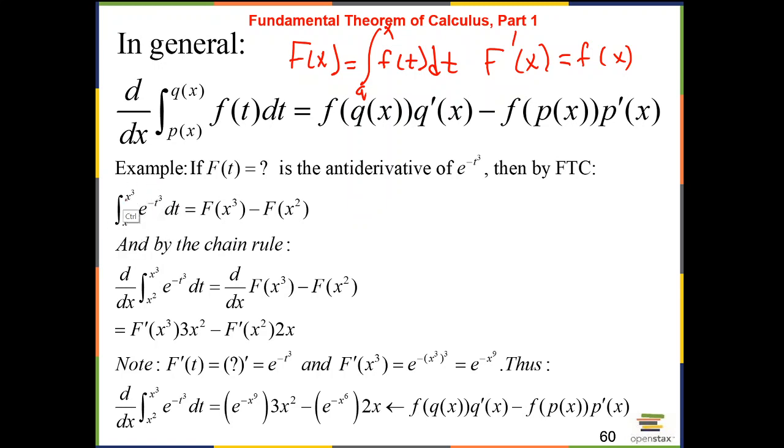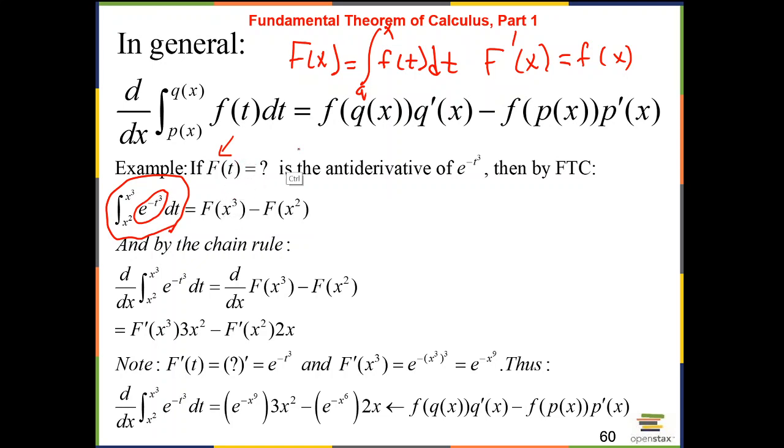Suppose we have an example like this, right? Now, this is what we want to take derivative of, right? Now, we're going to assume that the antiderivative of this function we don't know. But the antiderivative, whatever it is, call it capital F of t. That's the antiderivative of e to the negative t to the third power. We don't know what it is, but that's okay, we don't have to.